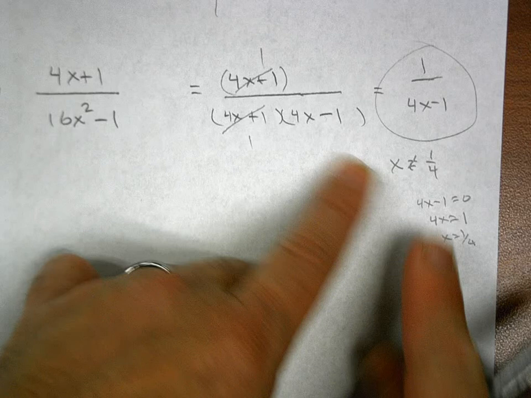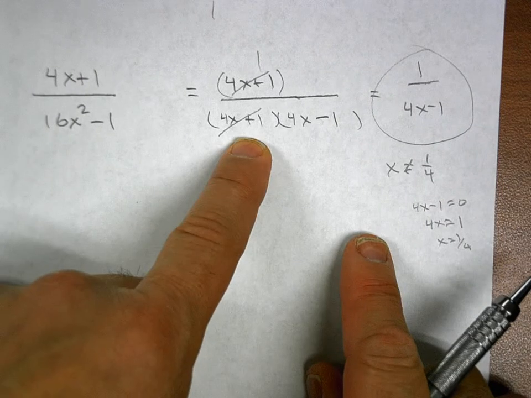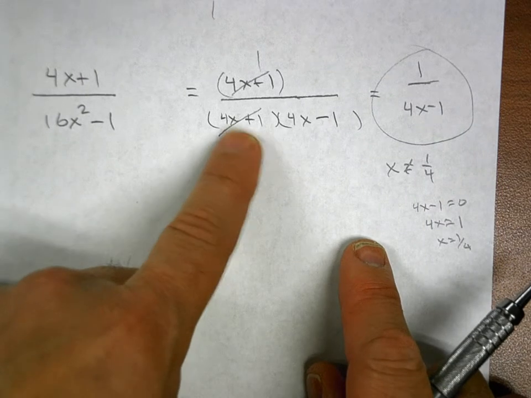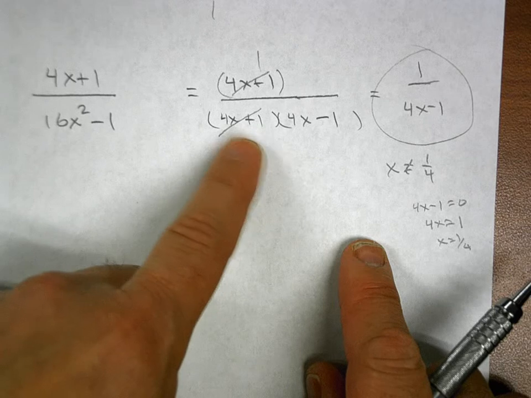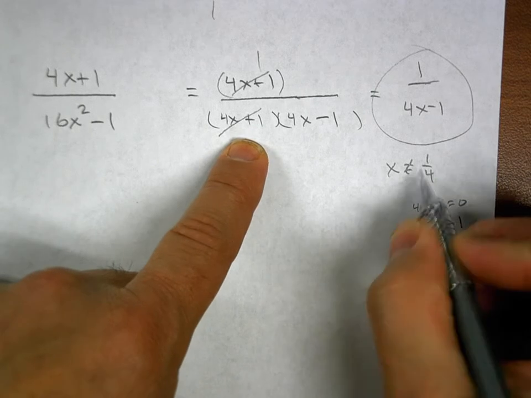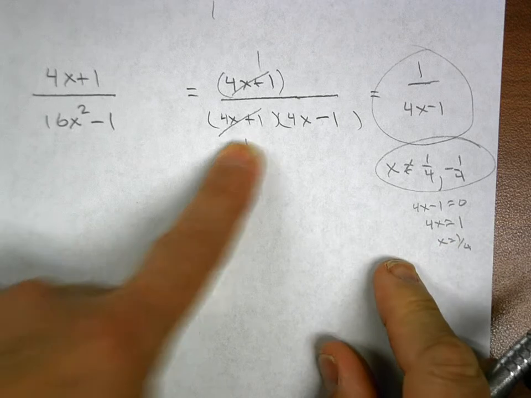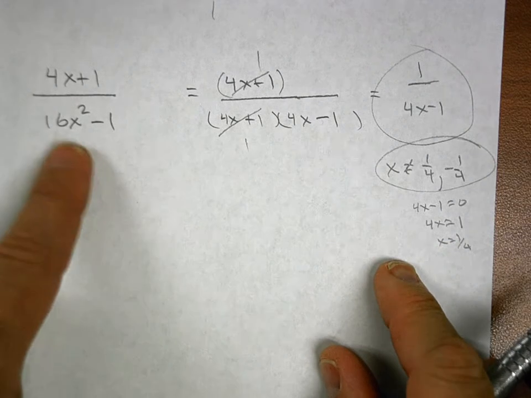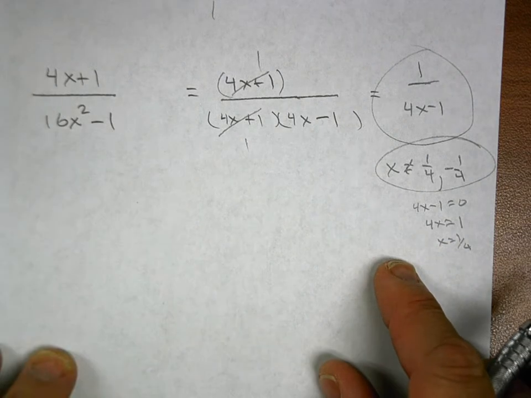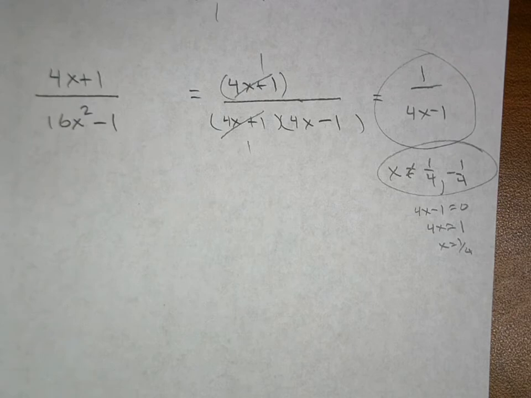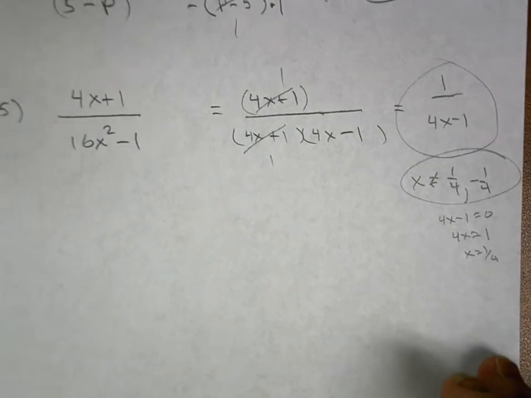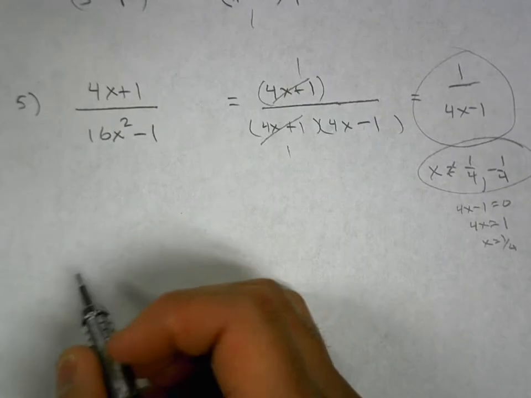Okay, for that one. What about this one? X can't equal negative 1/4. So x can't equal 1/4 or negative 1/4. There you go. Because that makes the denominator 0. Okay, number 6.